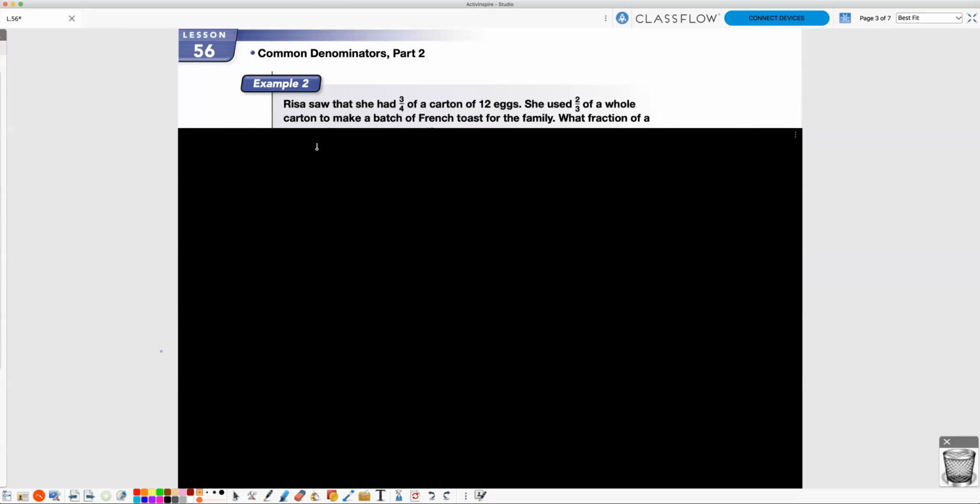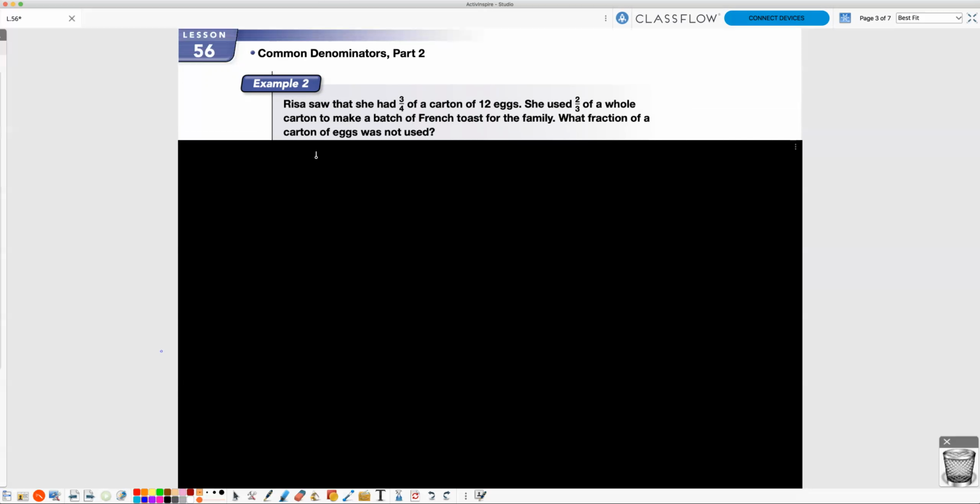Let's look at another example. Riza saw that she had 3/4 of a carton of 12 eggs. She used 2/3 of a whole carton to make a batch of French toast for the family. What fraction of a carton of eggs was not used?